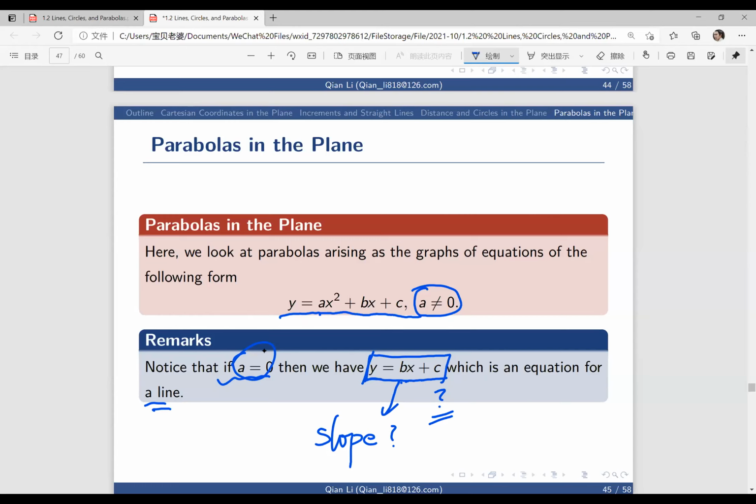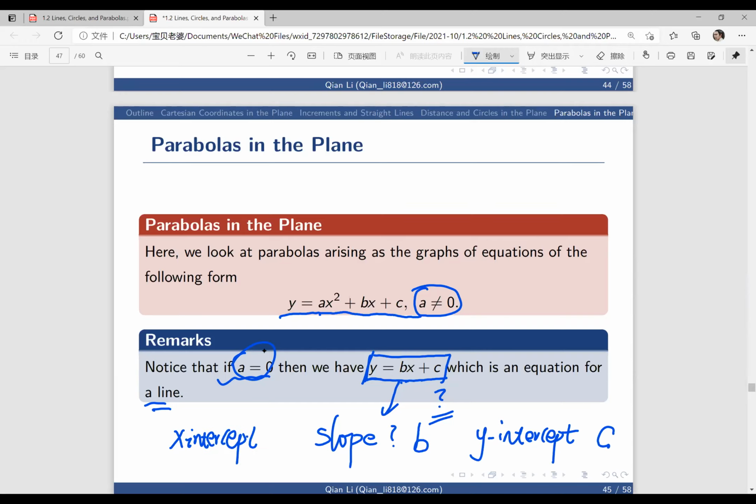Yes, the slope of this line is b, right? Okay, and then the y-intercept of this line is what? C, right? Yes. C. Okay, let's see if b is not equal to 0, and then we can get the x-intercept.